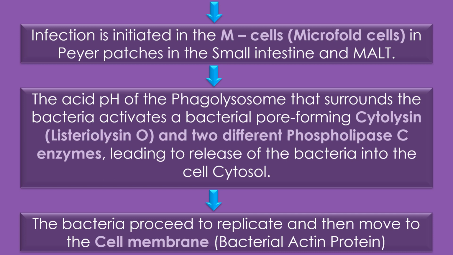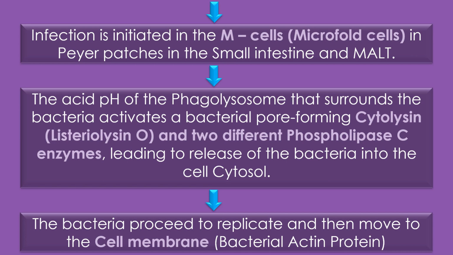And then infection is initiated in the M cells or microfold cells in Peyer's patches in the small intestine and mucosal associated lymphoid tissue or MALT. After penetration into the cells, the acid pH of the phagolysosome that surrounds the bacteria activates a bacterial pore-forming cytolysin, listeriolysin O, and two different phospholipase C enzymes, leading to release of the bacteria into the cell cytosol.